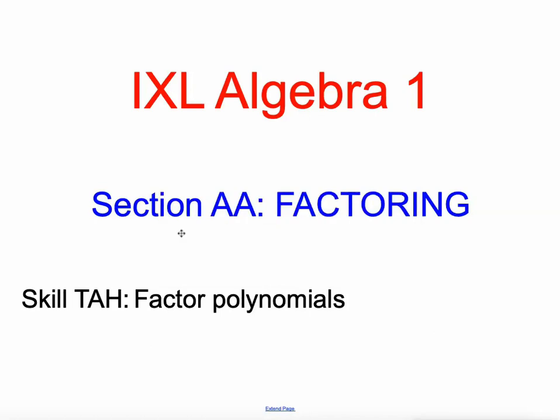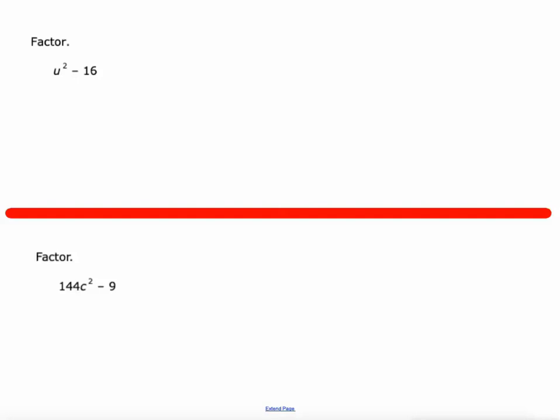Got the culmination of section AA factoring from IXL's Algebra 1 for you. Skill TAH is factoring polynomials. Do not bother with this skill if you haven't mastered all the other skills leading up to it. It's going to be trouble for you if you do. So I think I've picked out a pretty good sampling of questions that give us the idea of everything.